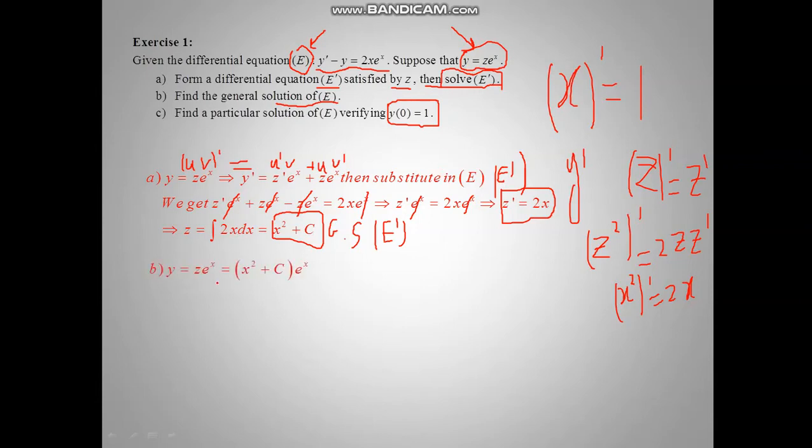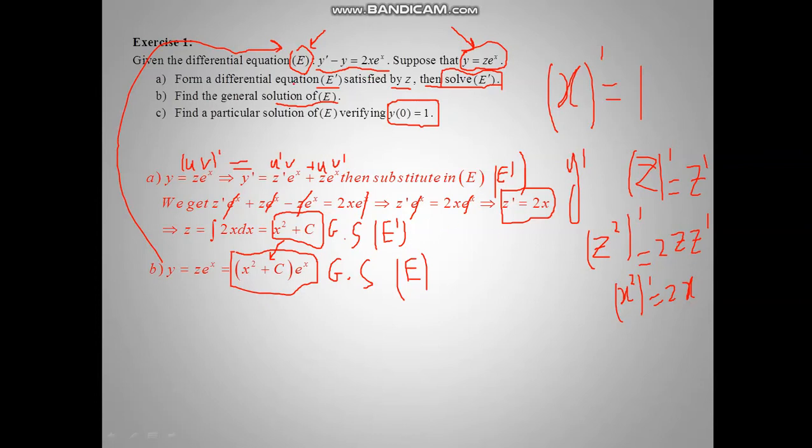We have y equals Z e^x. Z we already calculated here, so we replace Z by its value: (x squared plus C) times e^x. Very easy to find y. This one, (x squared plus C) e^x, is the general solution of the equation E. Why for the equation E? Simply because it's y. Y is the general solution of the equation E that is satisfied by y.